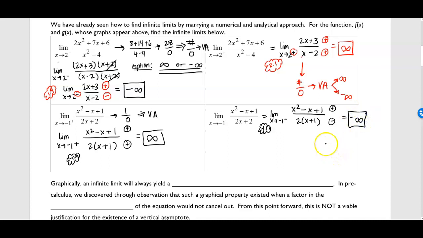So what you should notice is that these answers actually match up with my answers up above. And so this is just how we calculate these algebraically instead of graphically. So something that's important to realize is if I'm evaluating a limit as x approaches a constant and I get an infinite answer, so that's the infinite limit we're talking about, that will always yield a vertical asymptote. And if you remember back to pre-calculus, the way that you knew that you had a vertical asymptote was if you had a factor in the denominator that would not cancel out.